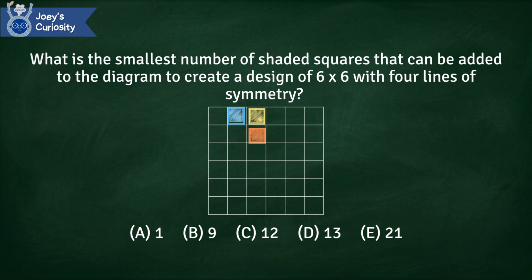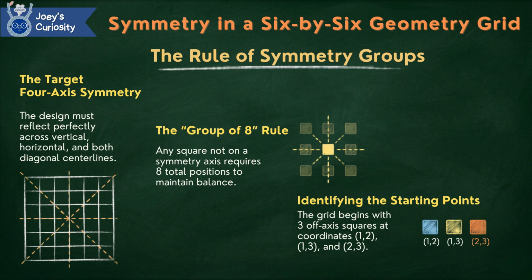This is the brief on solving grid symmetry math puzzles. So we're breaking down a classic visual math puzzle where you've got a 6x6 grid with exactly 3 shaded squares, and you need to figure out the absolute fastest way to calculate how many more squares must be added to create perfect symmetry. First, let's visualize the 4 lines of symmetry.